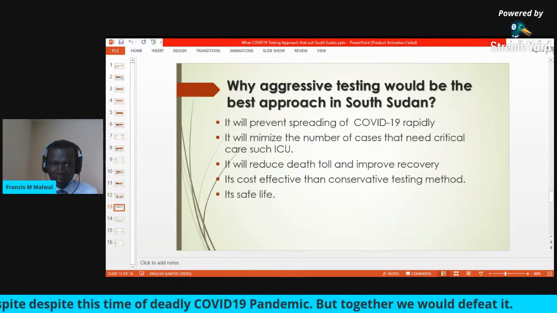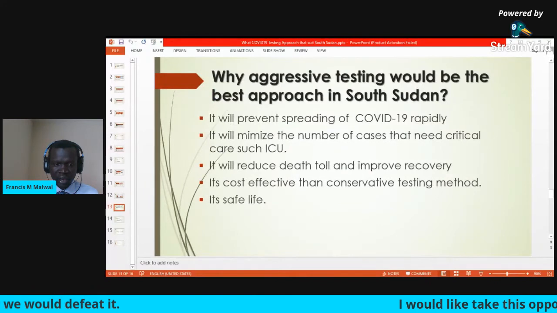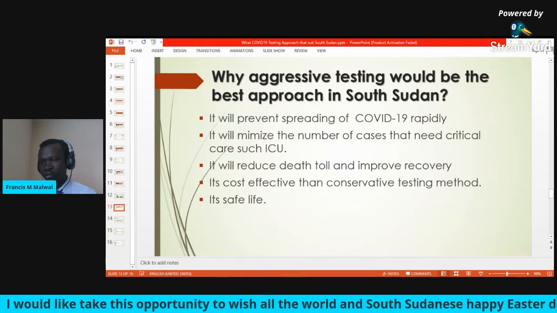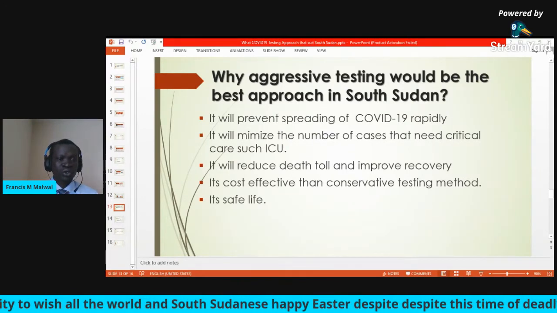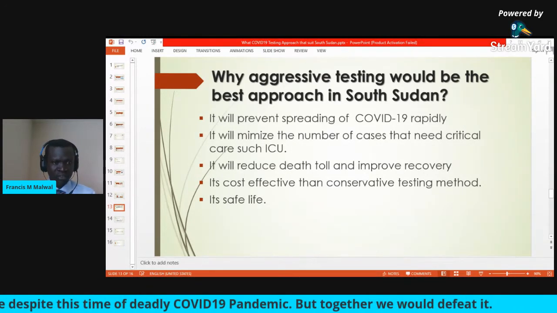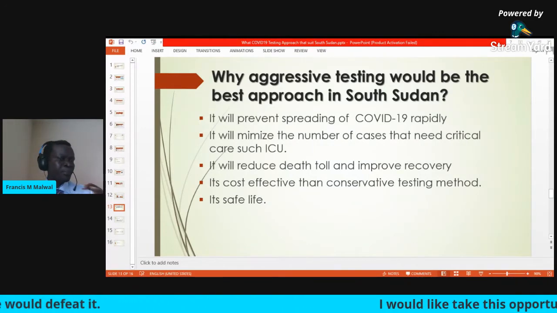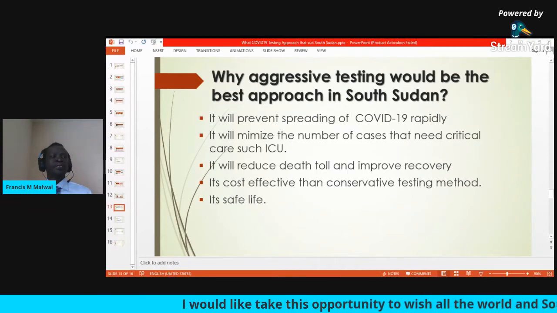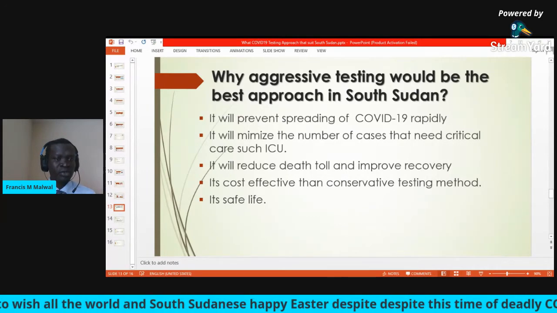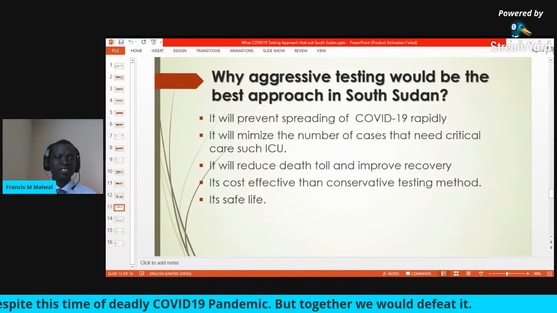So right now we have compared the two methods. Even without me telling you, if you were in the position of decision making, which one would you choose? Of course, I think you would choose the aggressive method. That is why the question here: why should aggressive testing be the best approach in South Sudan? It is obvious from the comparison that we did.